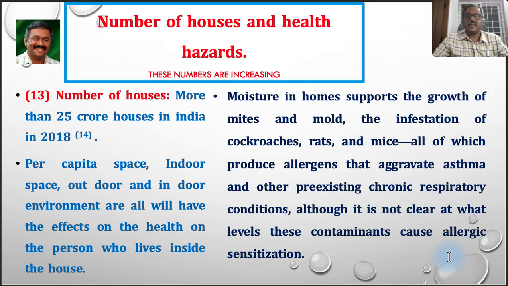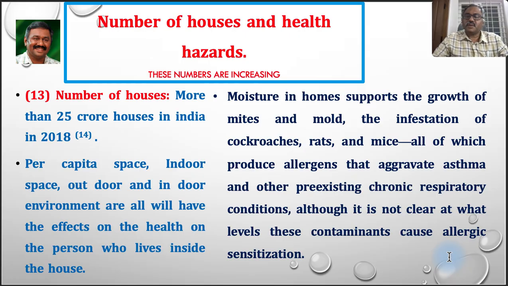Number of houses and health hazards. These numbers are increasing. Number of houses: more than 25 crore houses in India in 2018. Per capita space, indoor space, outdoor and indoor environment will all have an effect on the health of the person who lives inside the house.